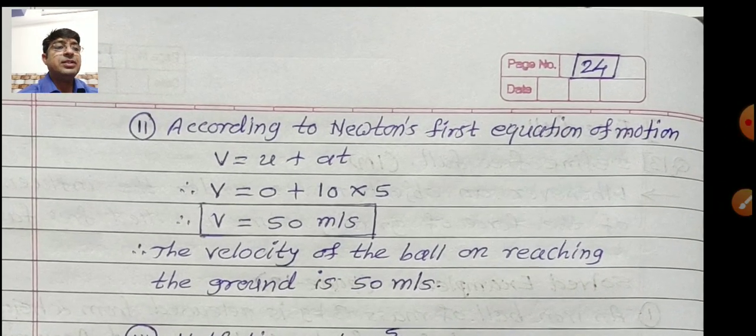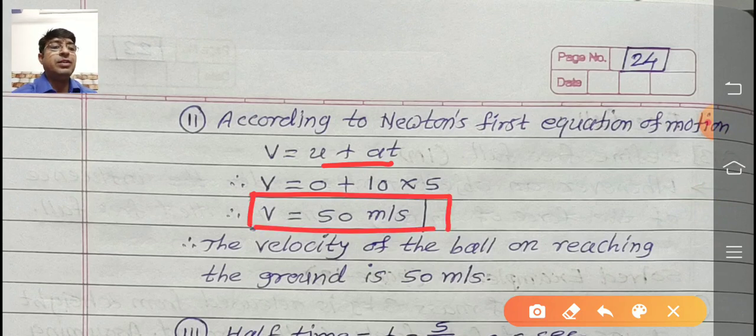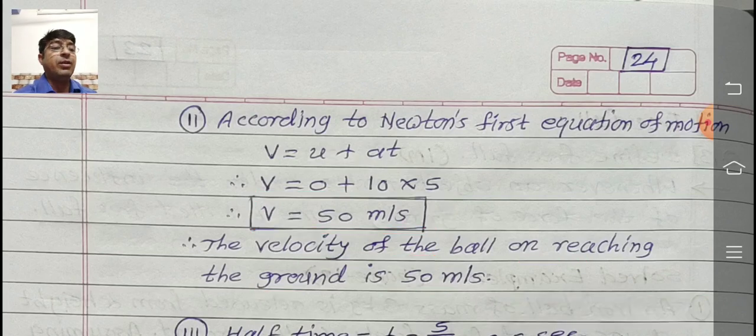According to Newton's first equation of motion, v equals u plus at. The u value is 0. Substituting the value, we get simply v equal to 50 meter per second. The velocity of the ball on reaching the ground is 50 meter per second. Meter per second is the SI unit of velocity.